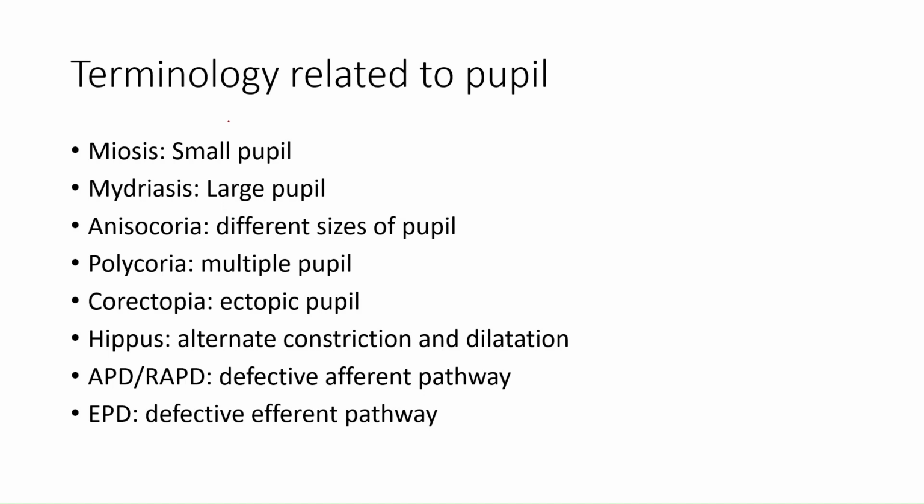So let us learn some terminology related to the pupil. What is miosis? Miosis means a small pupil. To know what a small and a large pupil is, you should know that the normal pupillary size is from 2 mm to 6 mm. So anything less than 2 will be miosis. Mydriasis is a large pupil, that is more than 6 mm.